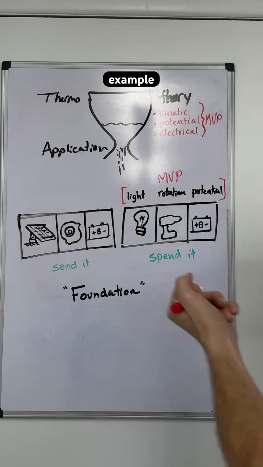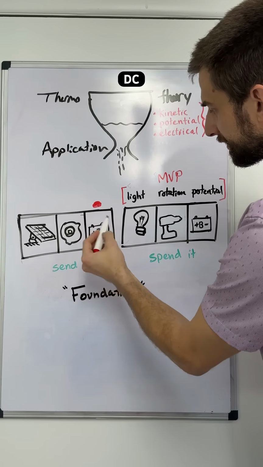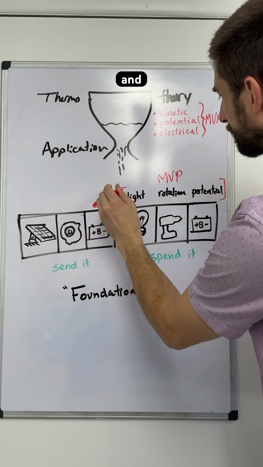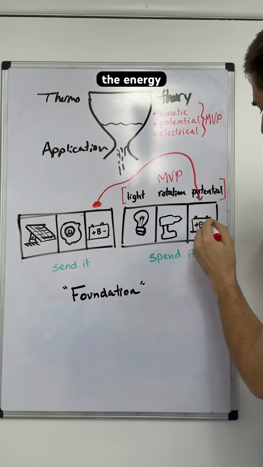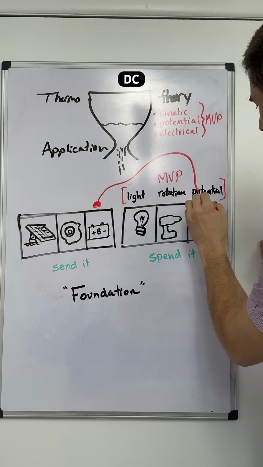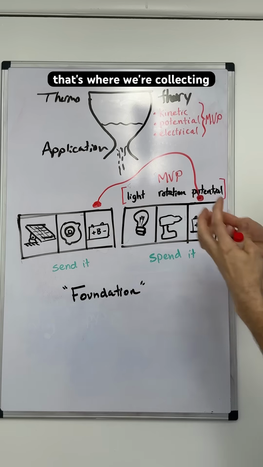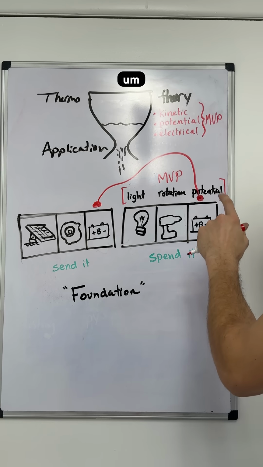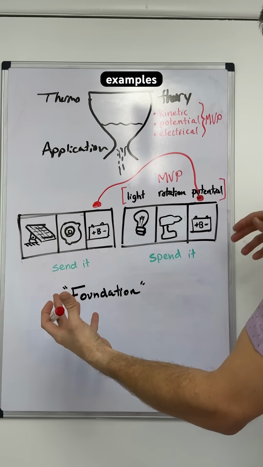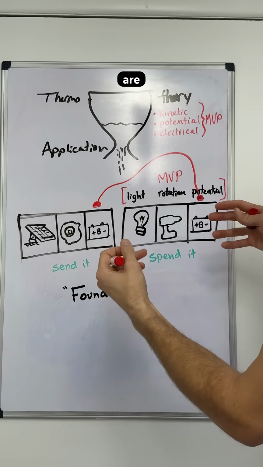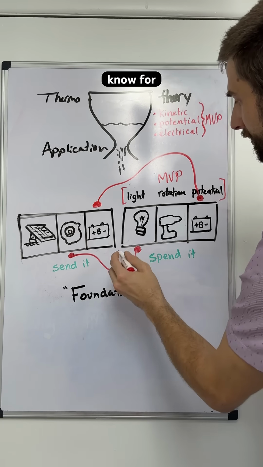So in this example, we're doing the "send it" from a fixed DC supply, and we're doing the "spend it," or receive, collect, consume the energy, also with a DC fixed supply, or the potential energy source. That's where we're collecting that energy. And so that's one example, where all of the other examples in my lab are just going to be different pairs of this applied for different purposes.